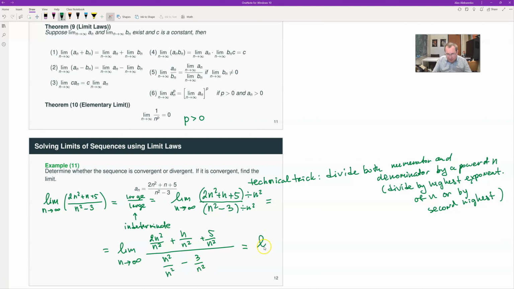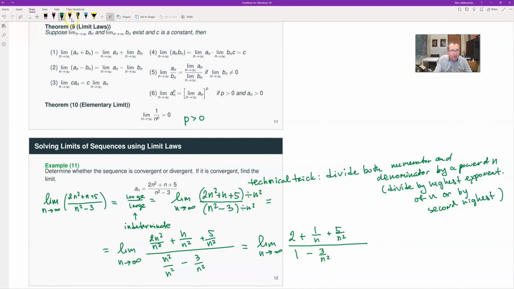Let me simplify a little bit. So limit as n goes to infinity, I repeat. The first term simplifies to 2. The second term simplifies to 1 over n. The third term is staying the same. In the denominator, the first term simplifies to 1. The second term stays the same.